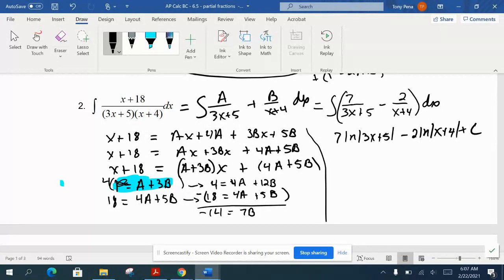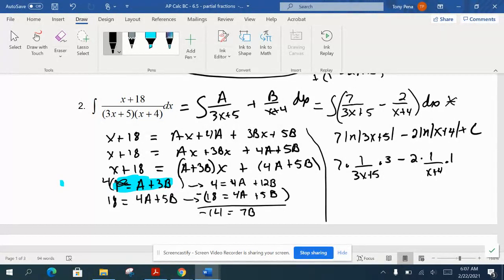If I now take the derivative of this, I better end up with what we started with. So I'm going to drop the 7. The derivative of a natural log is 1 over 3x plus 5. But now the derivative of this inside gives us a 3. Here, 2, and then the derivative of a natural log is 1 over x plus 4. Notice how this derivative is just a 1.